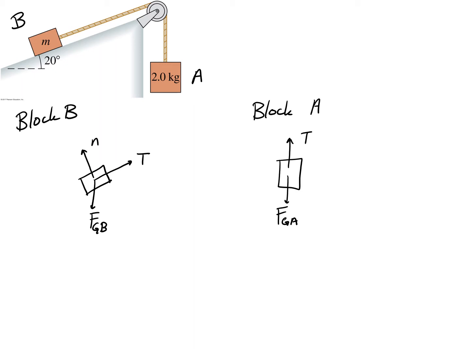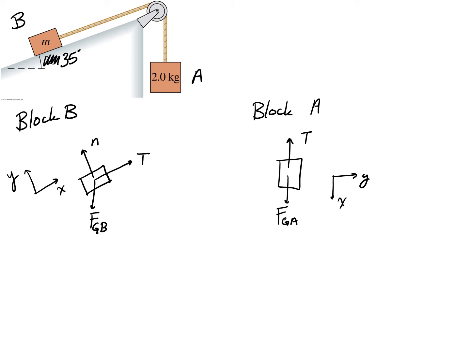I'm going to say that B is going to move up the incline. So I'm going to put X up the incline and Y perpendicular to the incline. Sorry, this is 35 degrees. Because I think that the 4-kilogram block is going to move up the incline, that would mean that A moves downwards. So these are going to be the free body diagrams I use in order to solve this question.